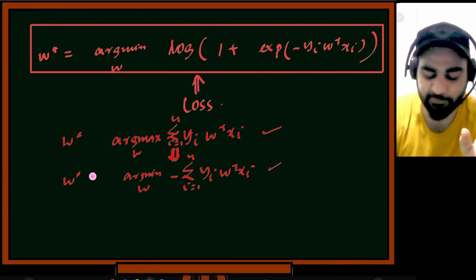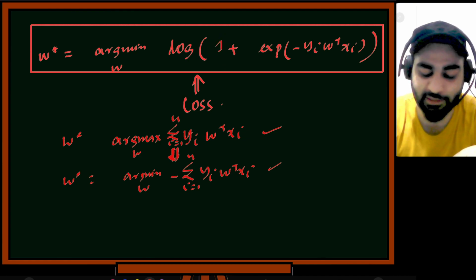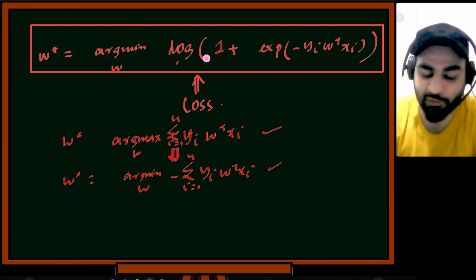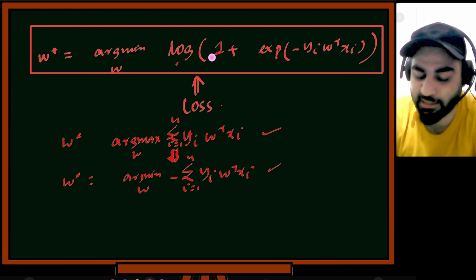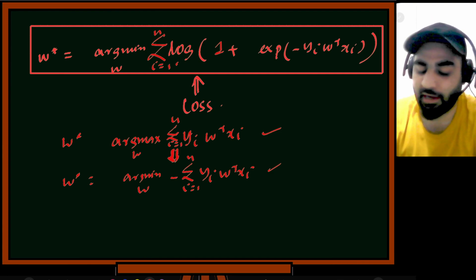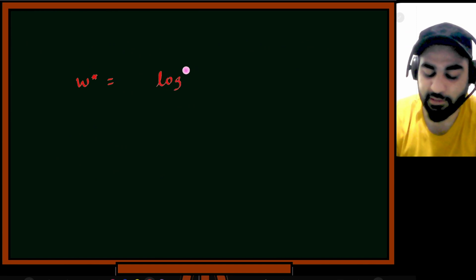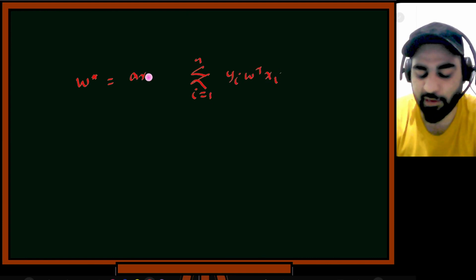Yes, sir. Okay. Now if this one was not here, the log and exponent would cancel each other. So this w star would become again a summation, sorry, I'm just writing it now. This log and this exponent cancel out, and they again form the same equation: the summation of i equal to 1 to n of yi w transpose xi, and we have to find the argmin of this.